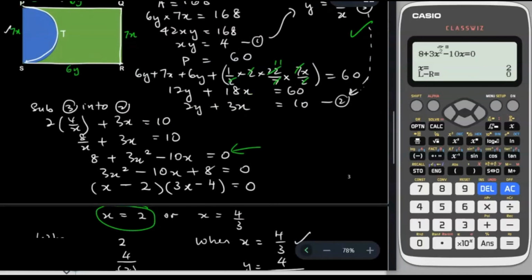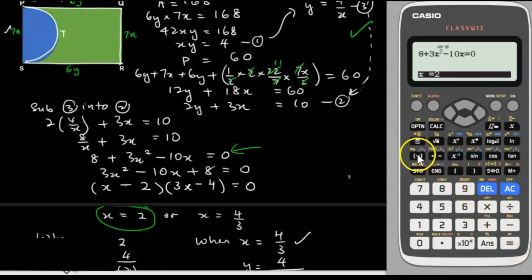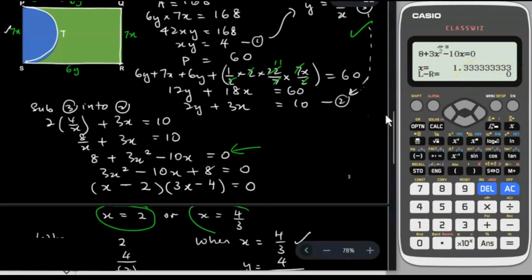The next one, we need to double check our second x value. To obtain the value of x when it's negative infinity, we key in negative 1000. So we press shift calculate, and then negative 1000, then equals. We get the answer 1.333. So 1.333 is actually 4 over 3. So this will be our answer. We already confirmed that our answer is correct.